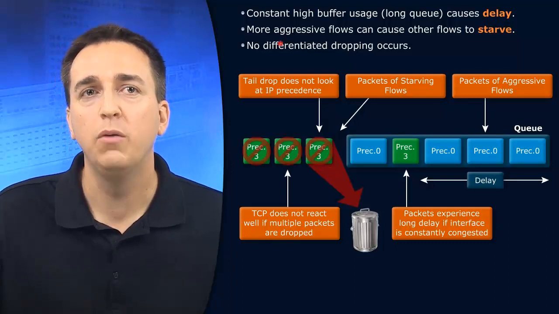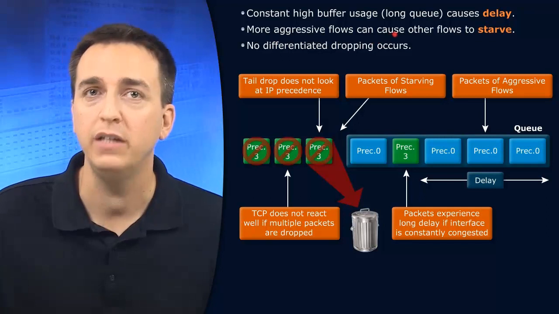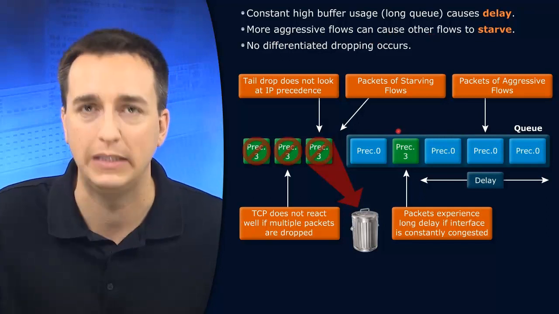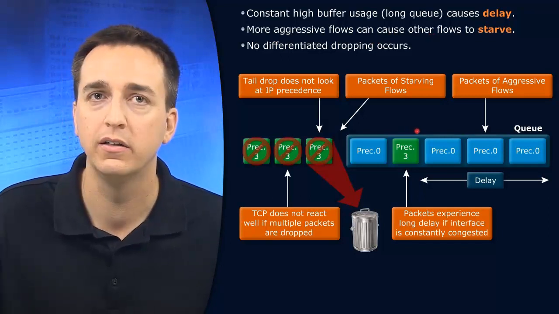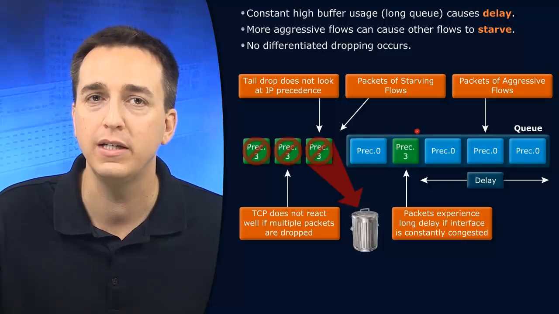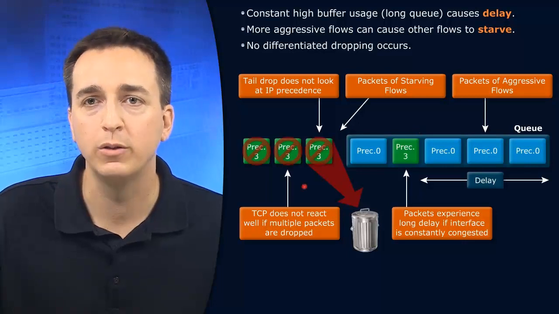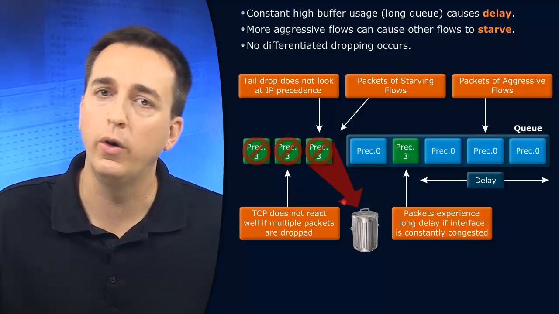So these more aggressive flows, these UDP flows, are starving out TCP. That's what they're doing here. They're starving out TCP. So all of those TCP packets are going to the bit buckets.